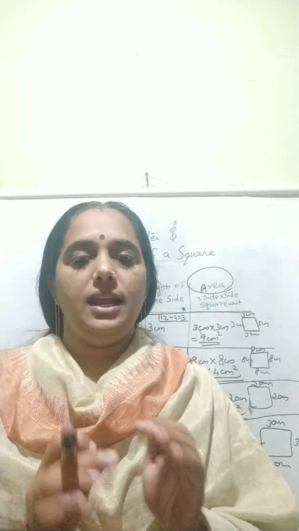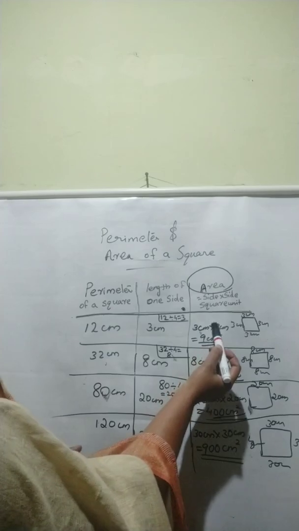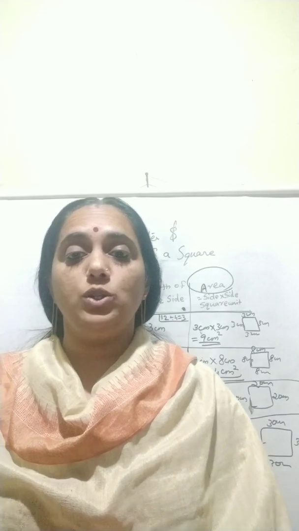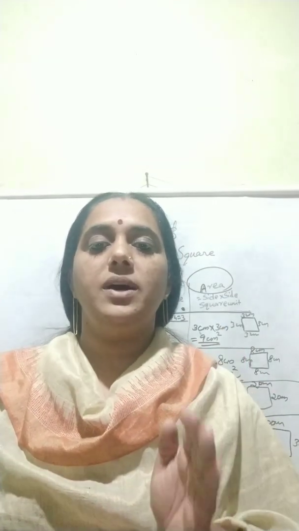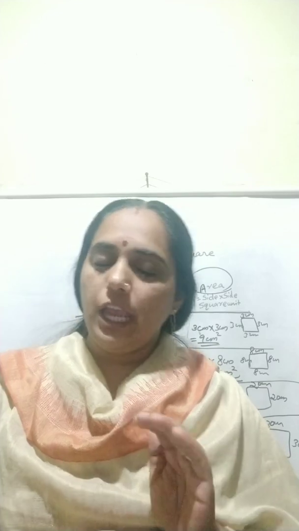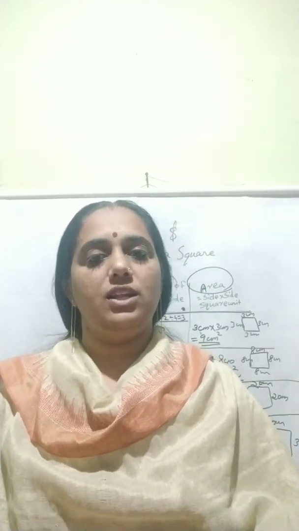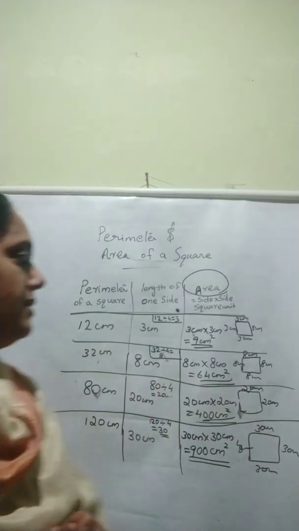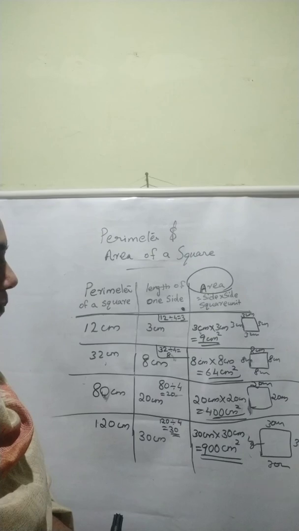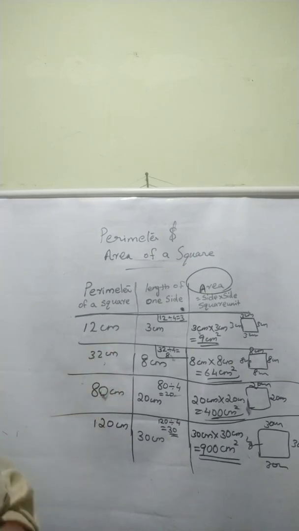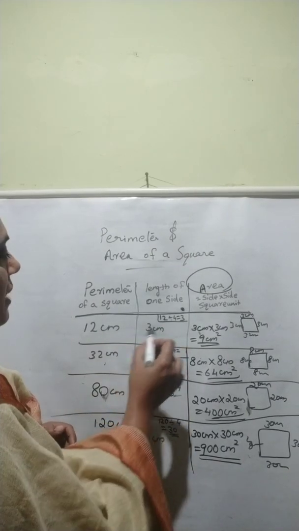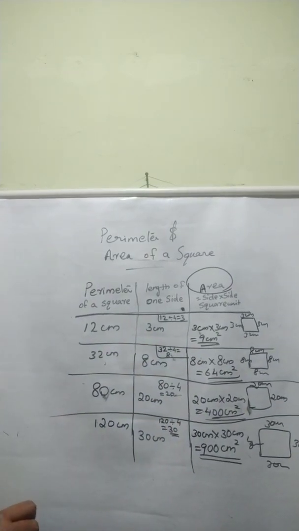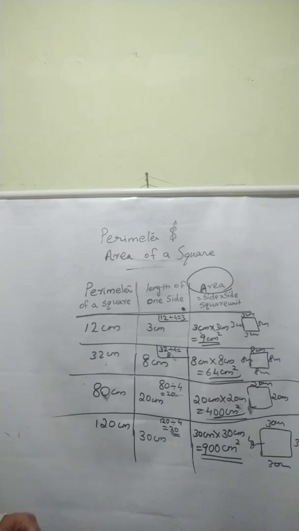Then if area is given, how can we find the length of one side? In case of area, we got 9 centimeter square. Then we need to think about 9 is equal to 3 times 3. That is, a number we need to multiply 2 times, the same number itself. Then we will get the length of one side of that square. In case perimeter is given, we have to divide the perimeter by 4. Then we will get the length of one side. Okay, I think you got the idea for this perimeter and area. Okay, thank you.